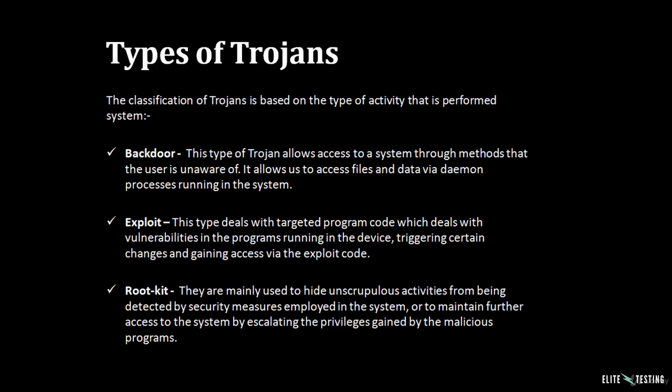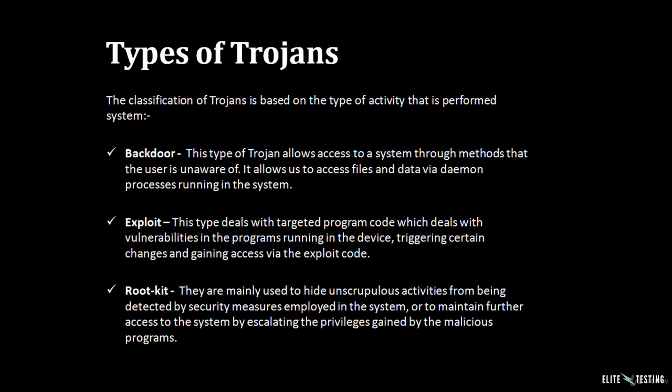Now the classification of Trojans is basically on the type of activity that is performed in the system. Some of the basic types of Trojans are backdoors, exploits, and rootkits. Let us go through these terms in brief now. Backdoor-based Trojans allow access to a system through methods that the user is unaware of. It allows us to access the files and data via daemon processes running in the system.